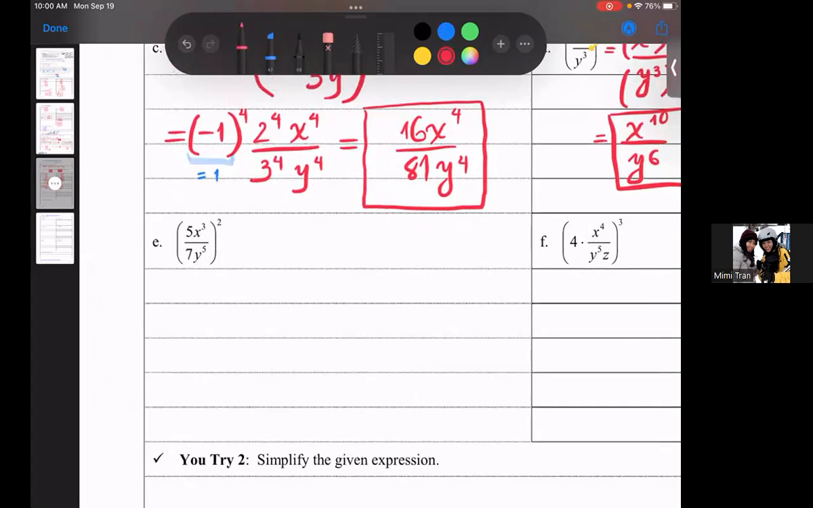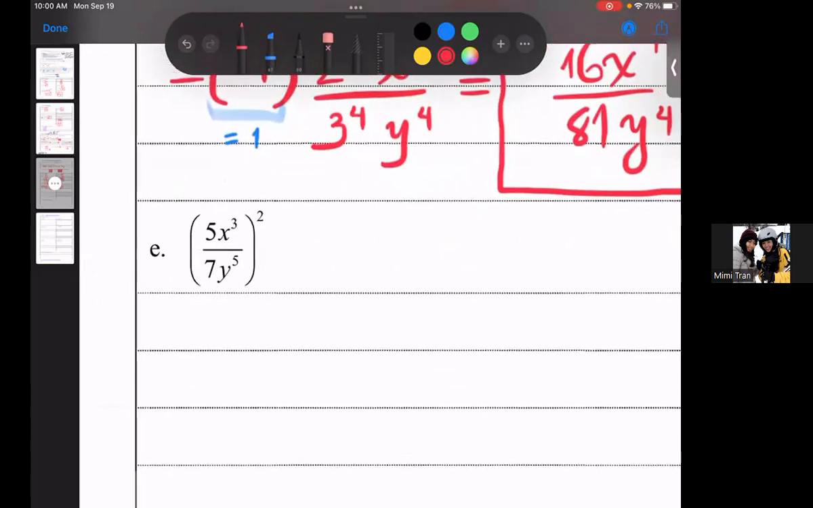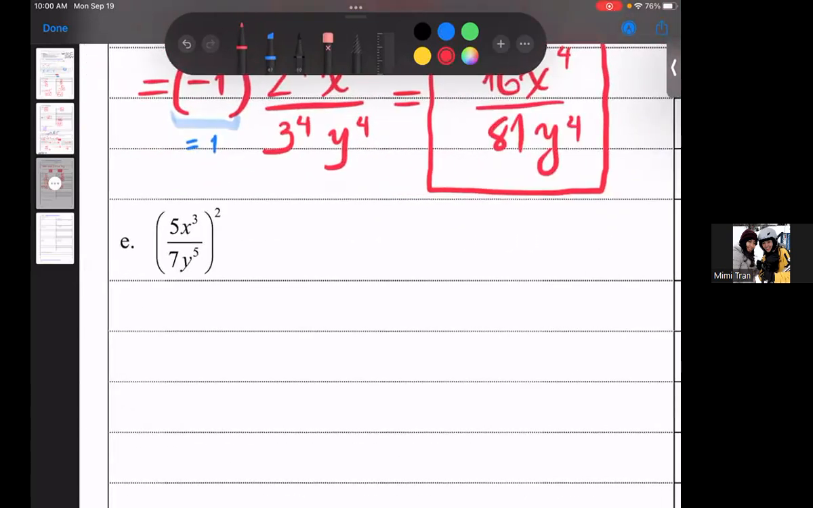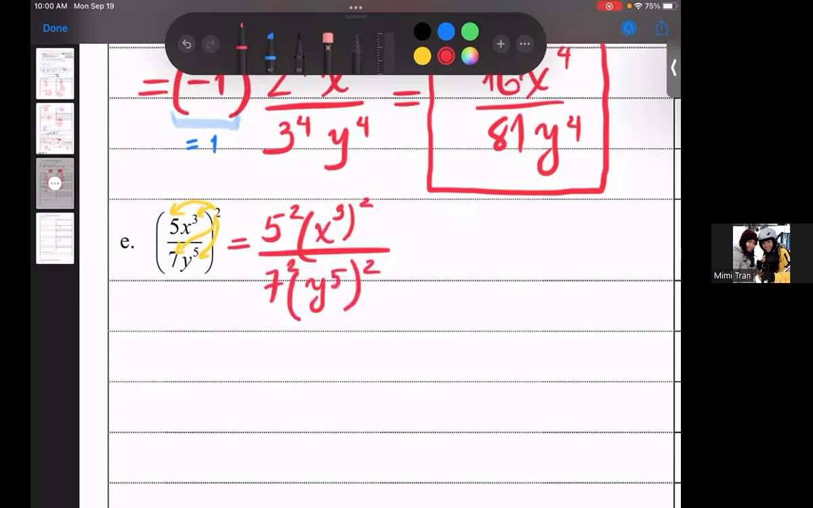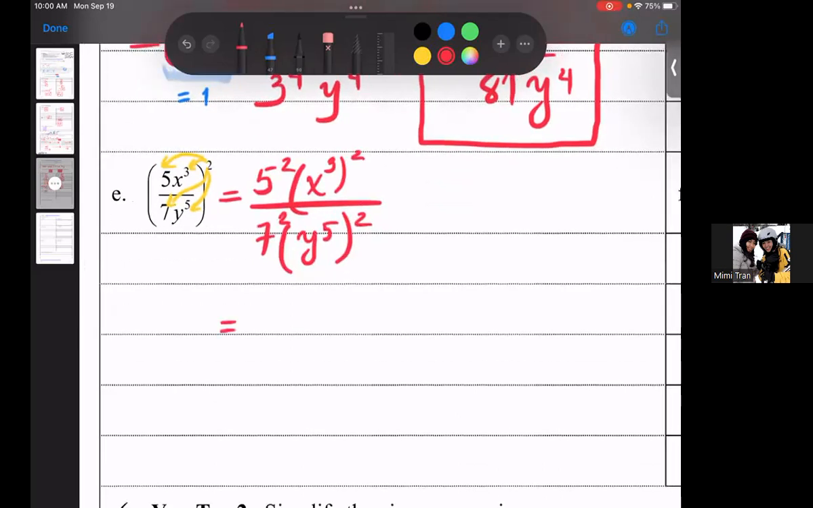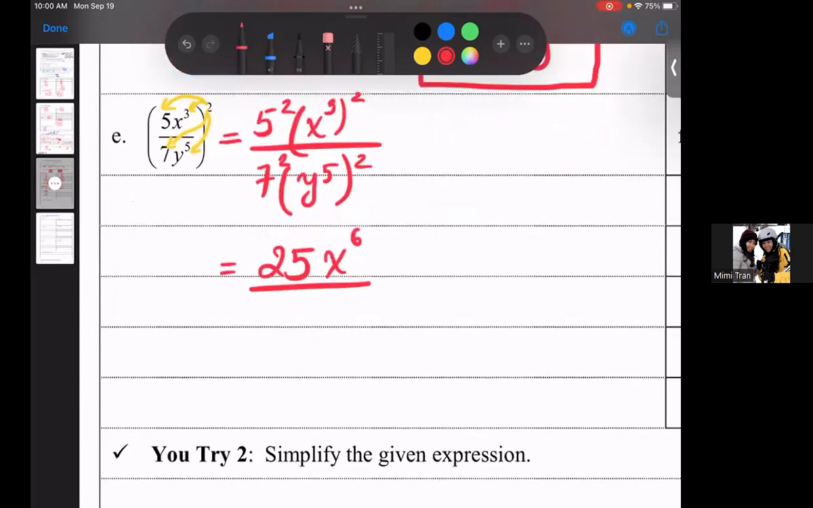Oh, you guys should be able to do this by now. E. Distribute the square to everyone: 5 squared, x to the cube squared, and then 7 squared, y to the 5th squared. 5 squared is 25. X cubed squared is x to the 6, thank you. 7 squared is 49, thank you. And then y to the 5th squared, thank you.